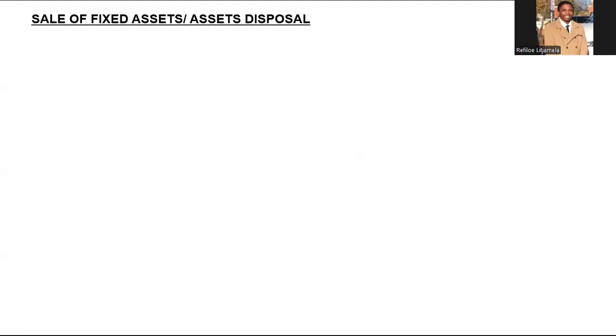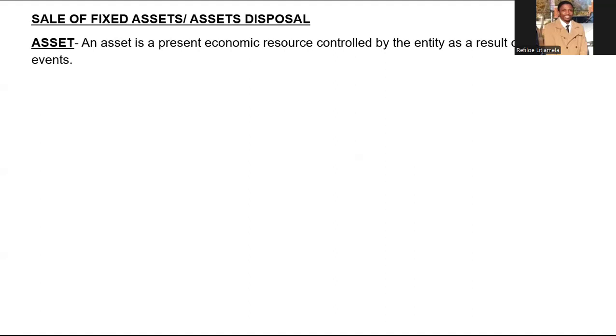Let's start with the main definition, which is: what is an asset? An asset is a resource that we use to generate money, to keep it simple.